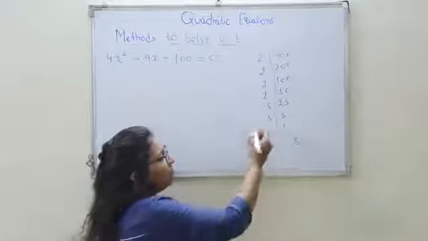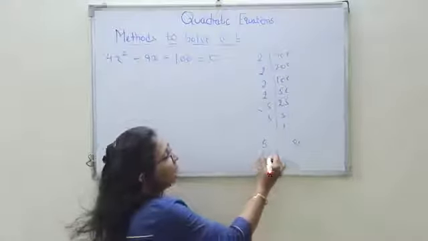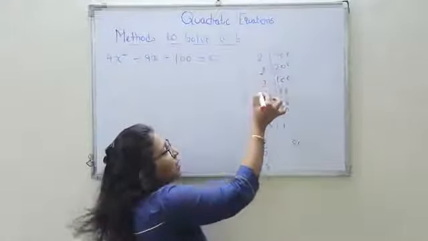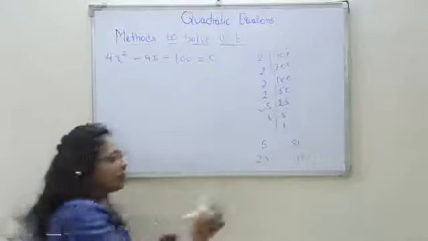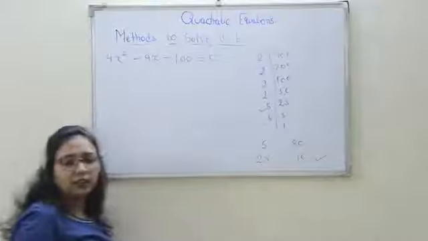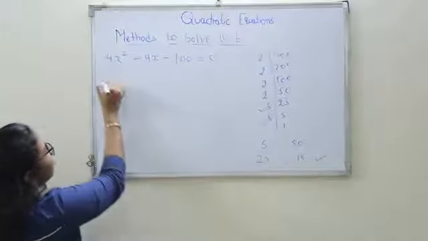So I will now take 5 with 5. So 5 5s are 25 and the rest of the numbers: 2 2s are 4, 2s are 8, 2s are 16, and 25 minus 16 is 9. So this pair is correct for our question. Correct? So let us write 4x square.